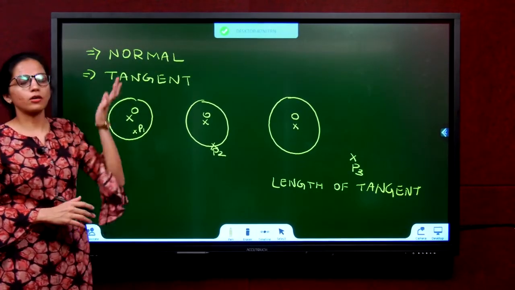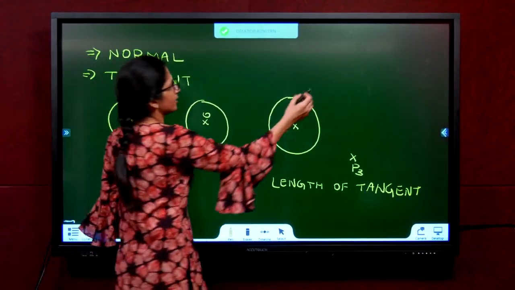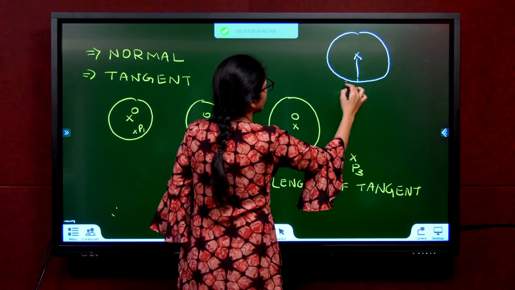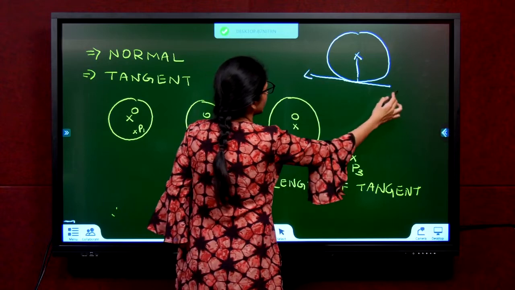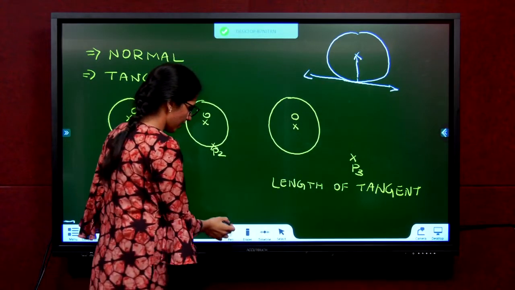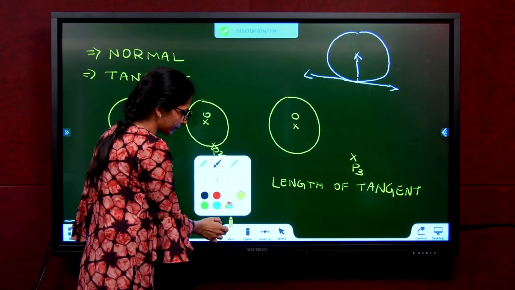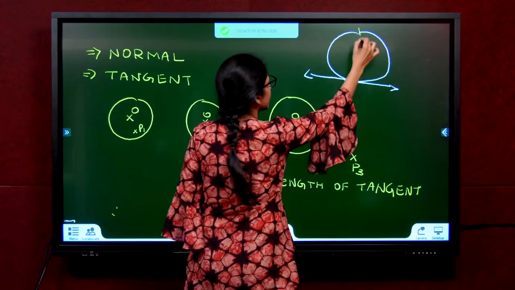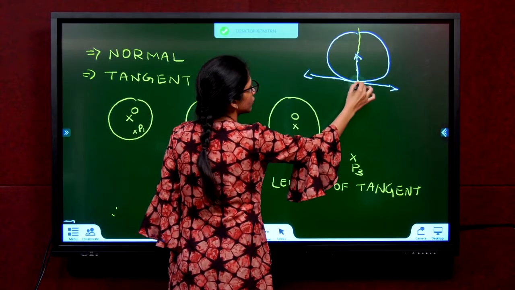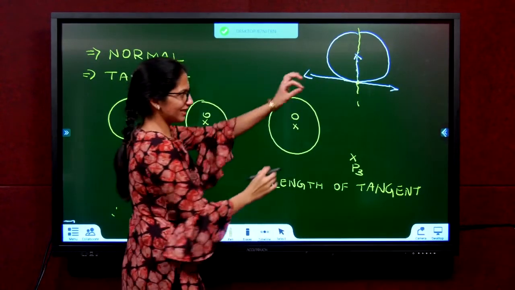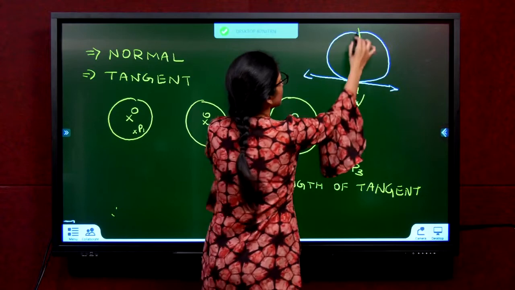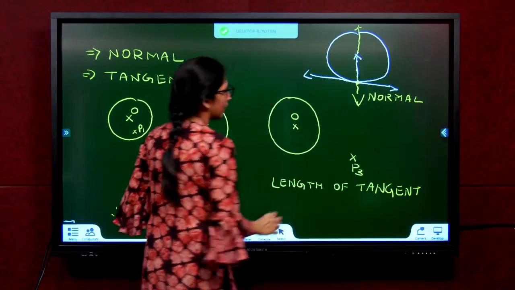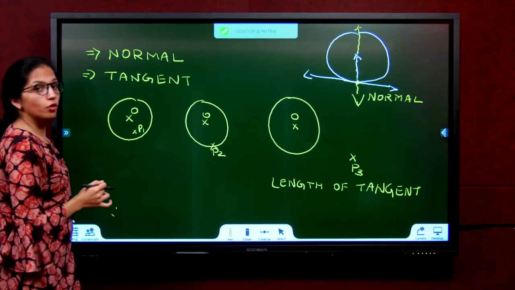Next, let's understand what is a normal to a circle. We now know through Theorem 6.1 that the radius is perpendicular to the tangent, correct? So what is a normal? A normal is any line that contains the radius and passes through the point of contact. This radius only, you extend, this line is itself the normal.